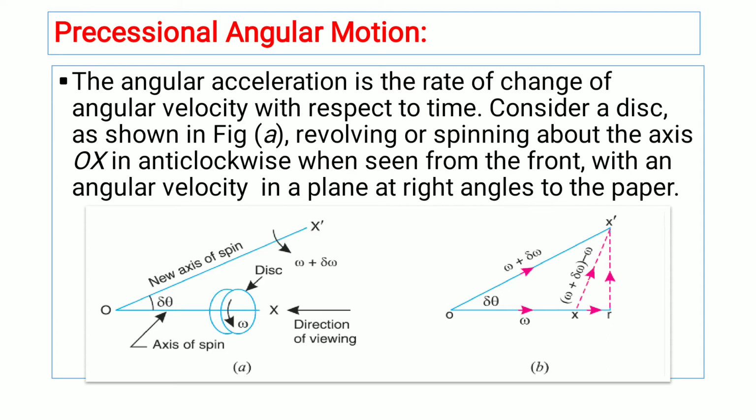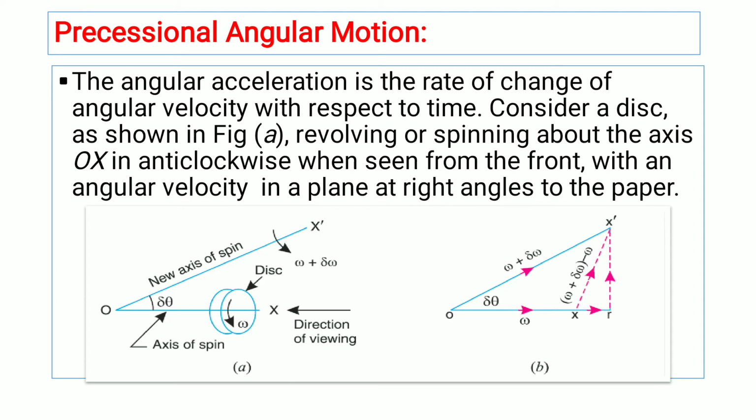Now, on this axis, the rotor will be rotated with an angular velocity omega plus delta omega. So, the new angular velocity of rotor is omega plus delta omega. We represent this omega plus delta omega angular velocity of rotor after changing the axis of spin through an angle delta theta. Then this OX dash will represent the new angular velocity of rotor.